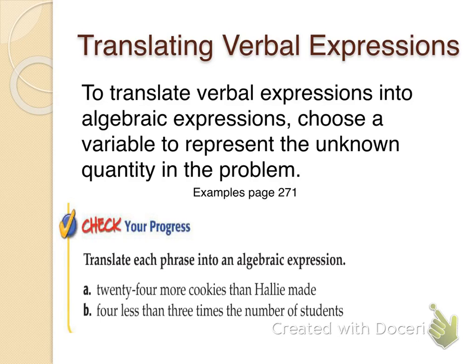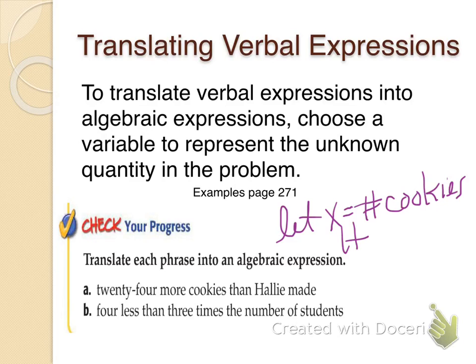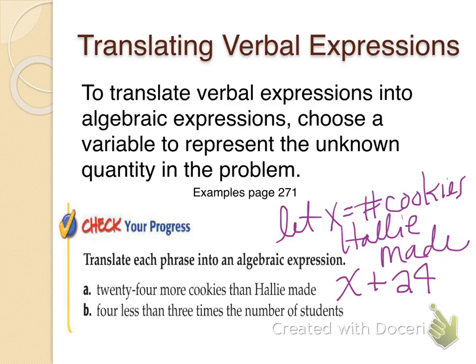So in example A, 24 more cookies than Hallie made. We don't know how many cookies Hallie made. So I'm going to say let X equal the number of cookies Hallie made. So if I'm writing an expression, 24 more cookies than Hallie made, I'm going to start with X, the number that Hallie made, and I'm going to add 24. My key words there are more, 24 more cookies. That tells me I need to add.